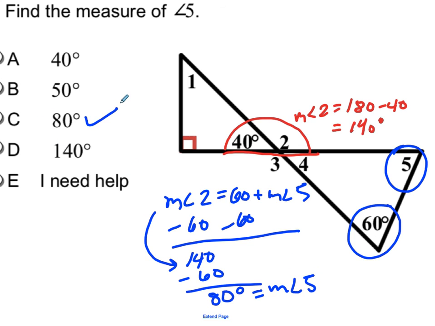So that's letter C. You might have done it in a different way and definitely got the right answer, and that's very possible. And that's the joy of it.